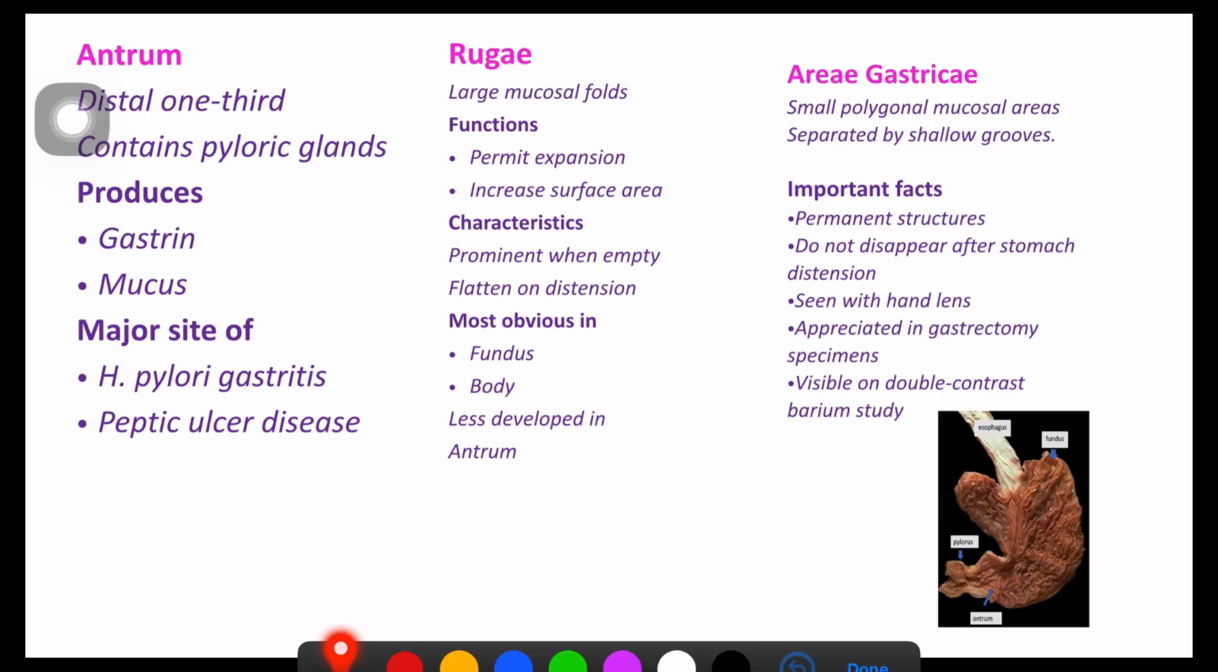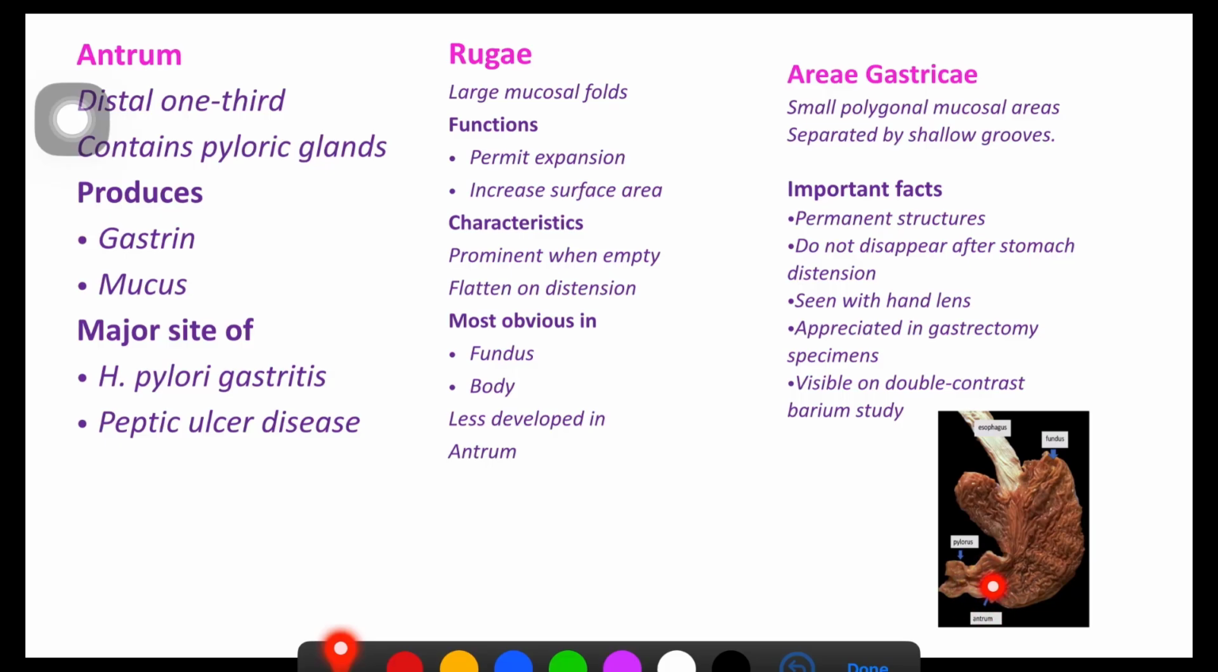Now the antrum. The antrum is the distal one-third part of the stomach, which contains pyloric glands. So here in the body part are the oxyntic glands, and here the pyloric glands. It produces gastrin and mucus, and this is the major site for H.